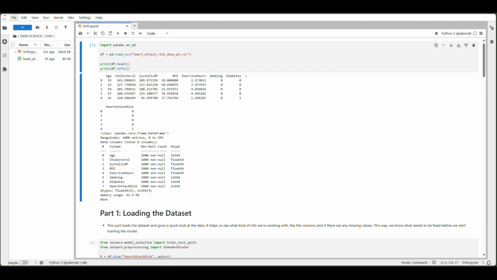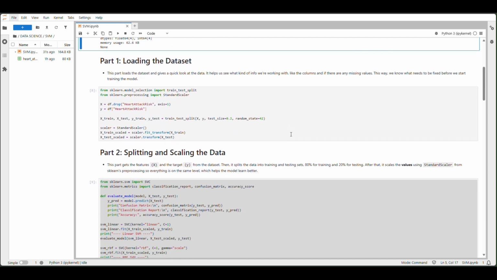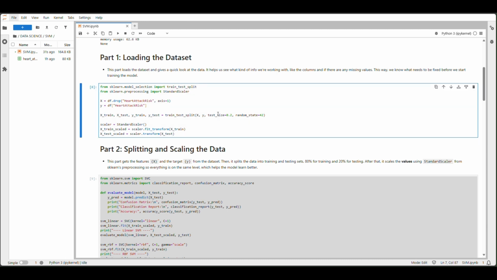The dataset originally had a lot of features or columns, but to keep things simple and easier to visualize, we decided to choose only two features: cholesterol and systolic blood pressure. We chose these two features because they are both known indicators of health problems, especially related to the heart. Using only two features also helps us make a 2D graph later on.